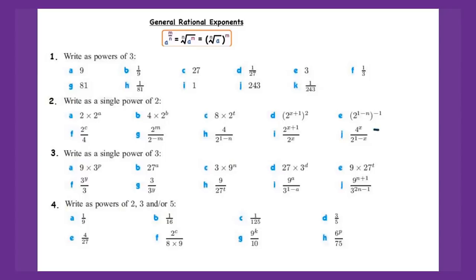For D, 4 to the x power, I can write 2 to the 2x power. Then 2 to the 1 minus x. Then you get 2 to the 2x minus parentheses 1 minus x, which means minus 1 plus x. So I combine like terms, it will be 2 to the 3x minus 1 power.